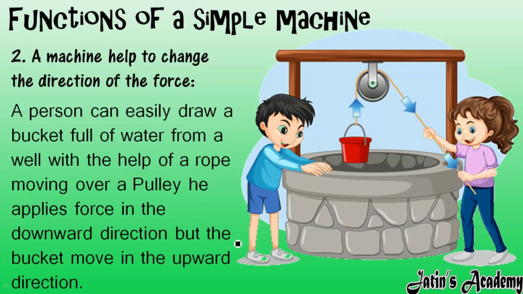Next, we have a machine that helps to change the direction of force. For example, if you are standing in front of a well and you want to take the bucket up from the well, what do you do? We do not just put our hand down and pick up the bucket. No, here we are using one kind of simple machine called a pulley. One by one we will discuss all these simple machines, don't worry, but here just see the example of a pulley. We use a pulley to lift the bucket up from the well. See carefully what we are doing here.